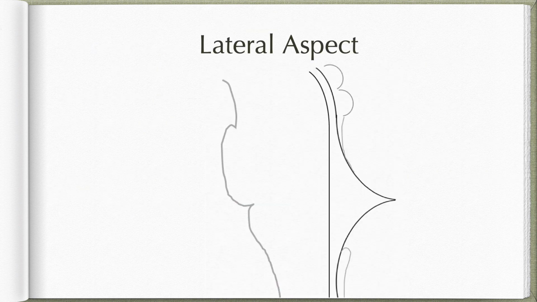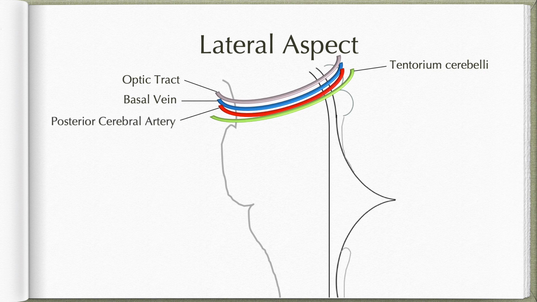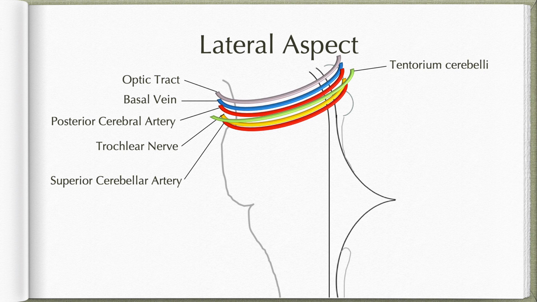Now coming to the lateral aspect, as I said, the midbrain will be traversing through the tentorial incisure. So the lateral aspects are related to the medial border or the free border of the tentorium cerebelli. Above the tentorium cerebelli, the lateral surface is crossed by the optic tract, basal vein, and the posterior cerebral artery. And below the tentorium cerebelli, the lateral surface is crossed by the trochlear nerve and the superior cerebellar artery. In the supratentorial compartment, this lateral surface is related to parahippocampal gyrus.